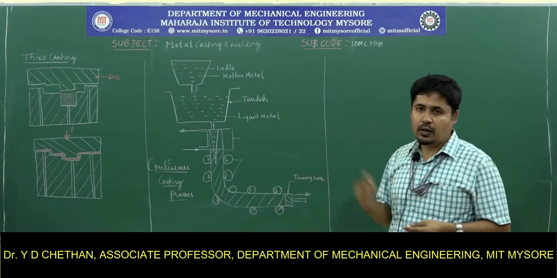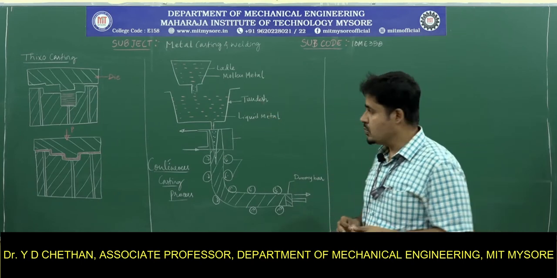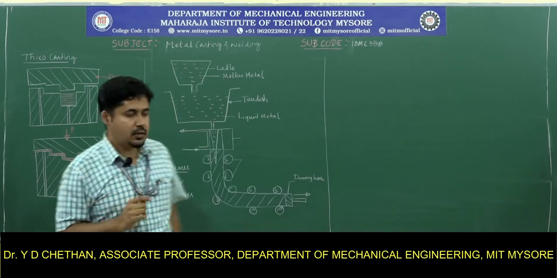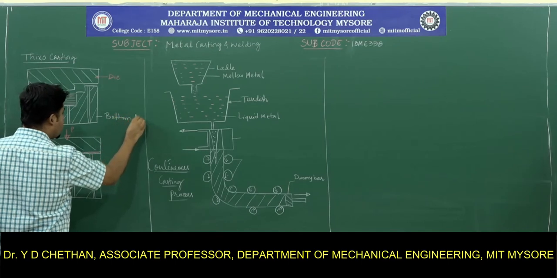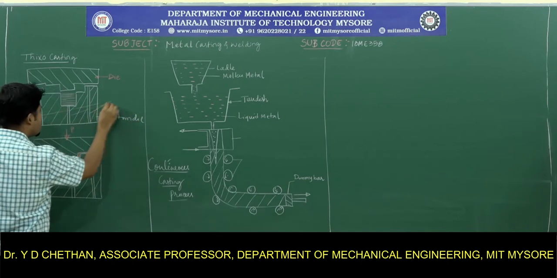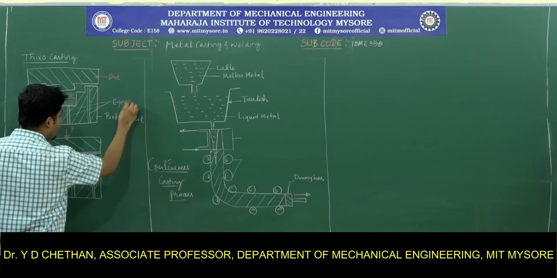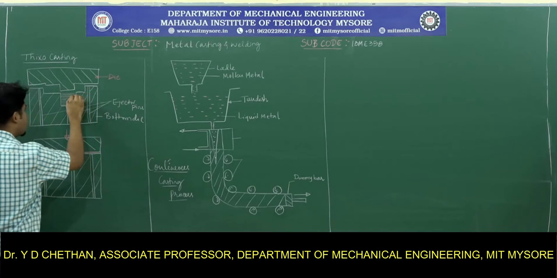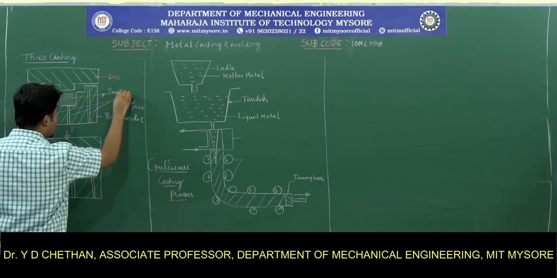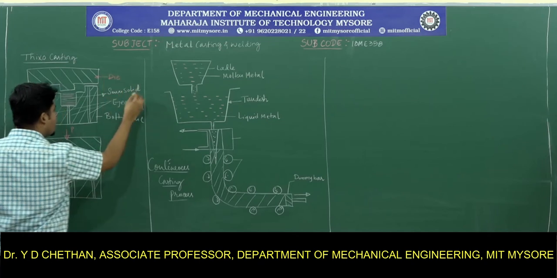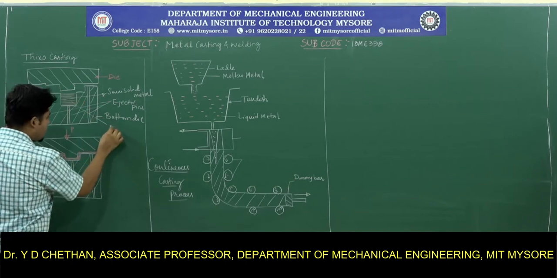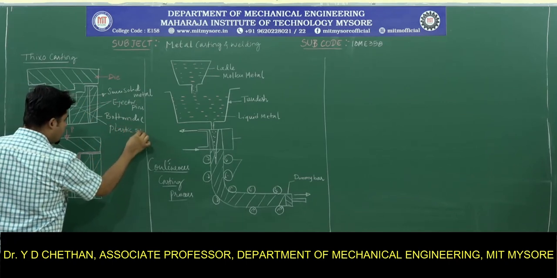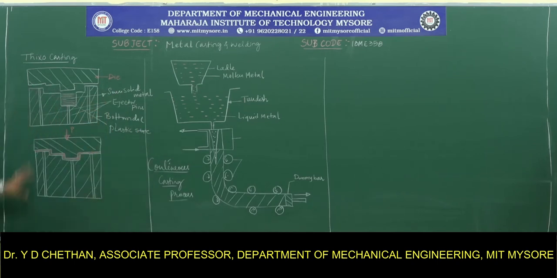Today you will be learning the concept called Thixo casting. This is very similar to squeeze casting. It has a top die and a bottom die, and these are the ejector pins. This is semi-solid metal, or the metal in the plastic state. Again, this is the top die and this is the bottom die.